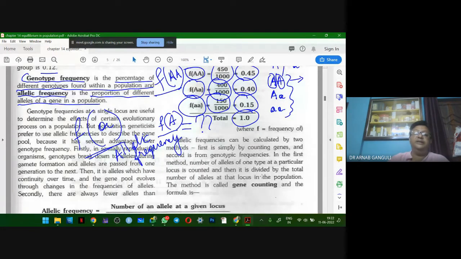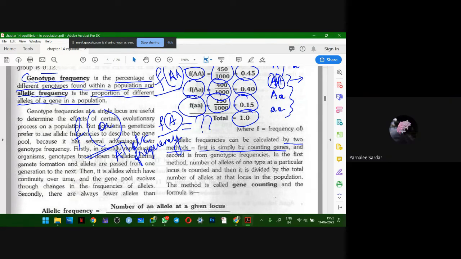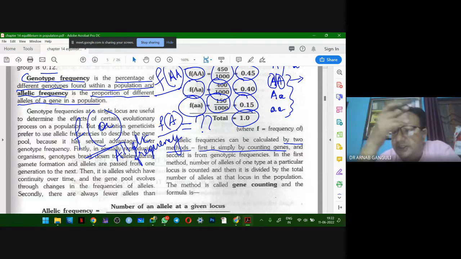So how is allelic frequency calculated? It can be calculated by two methods. First is simply by counting genes. Are you able to see the screen? Yes, sir. Yes, Is sir. your mobile horizontal? I think you should be able to see. If you're watching from the laptop, it should not be a problem.